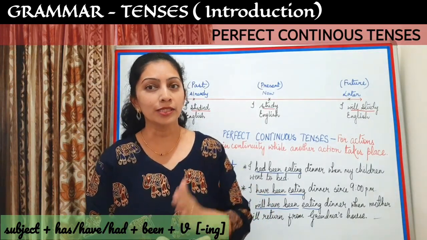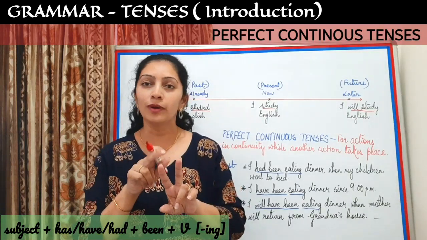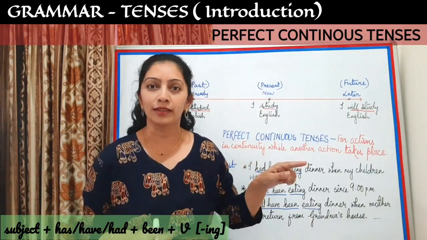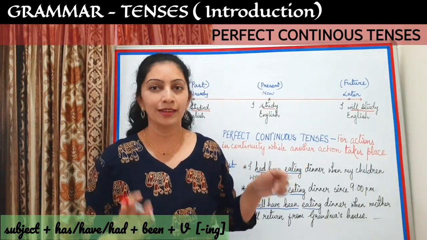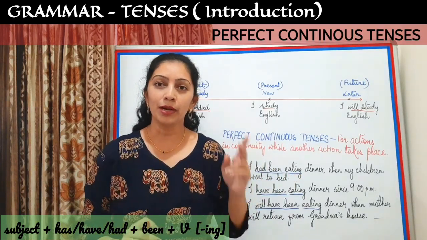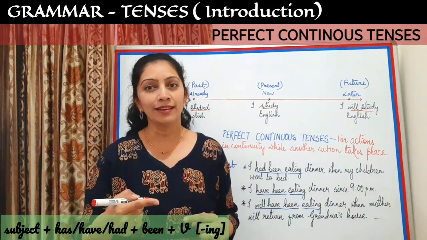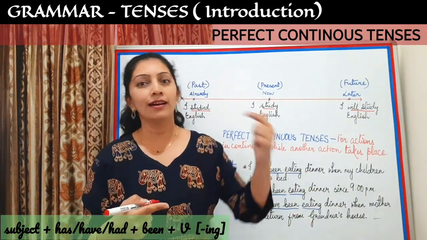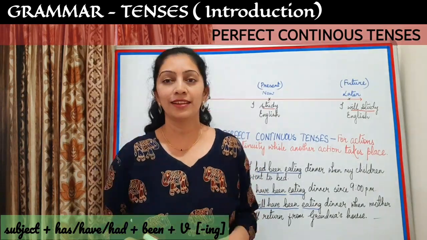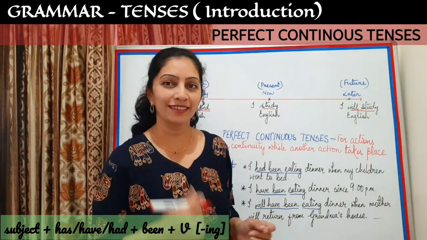Now understand the concept of continuous tense, which means one action out of the two is continuing, it is still not complete. So perfect continuous tenses tell you about one action which is still continuing, and at the same point of time another action happens. Let's see the examples and we'll understand better.